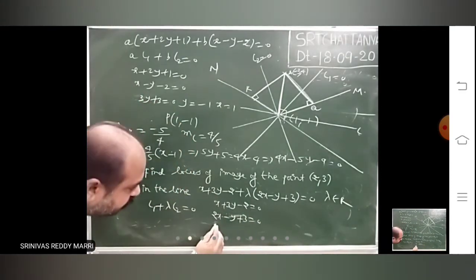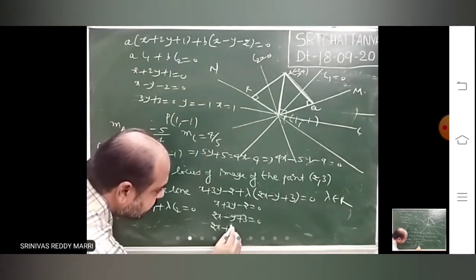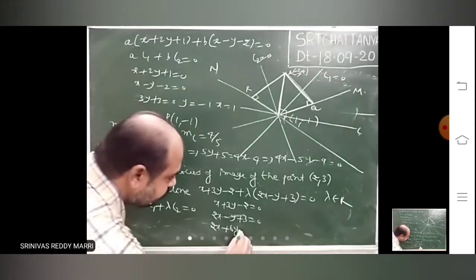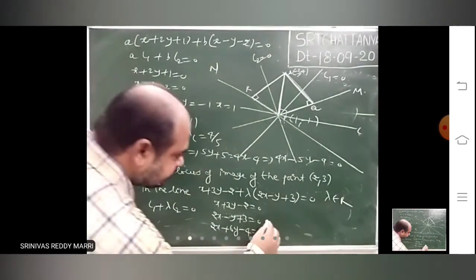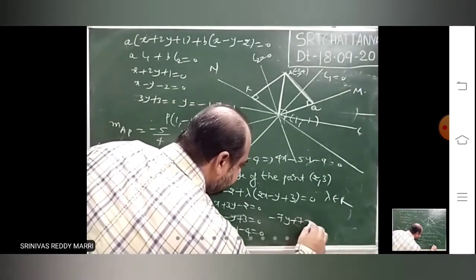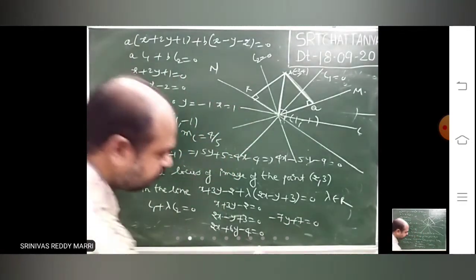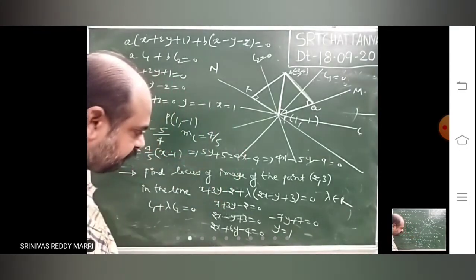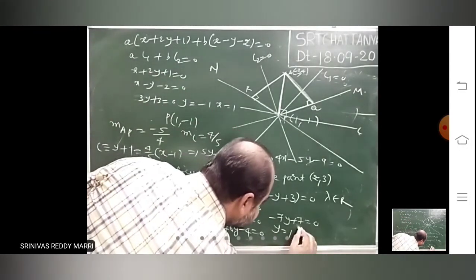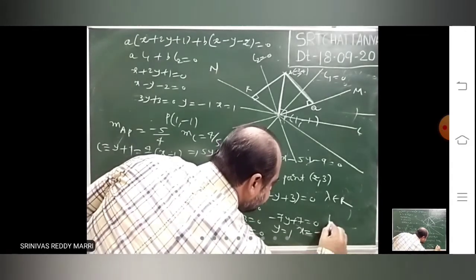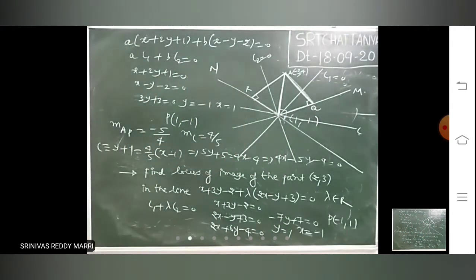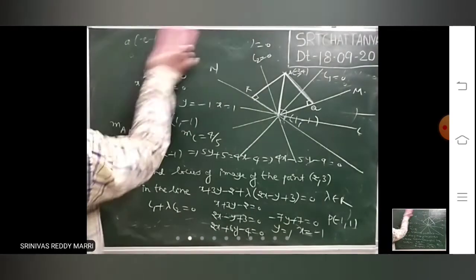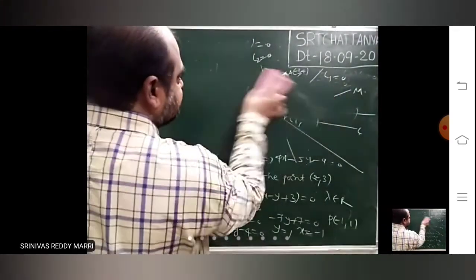Right? I am multiplying this with 2: 2x plus 6y minus 4 equal to 0. So this minus this, minus 7y plus 7 equal to 0. So y is 1, so x is minus 1. Therefore, the point of intersection is nothing but (minus 1, 1). First find the point of intersection.